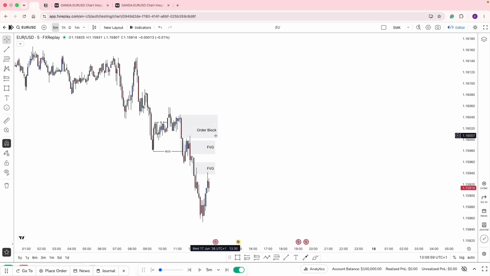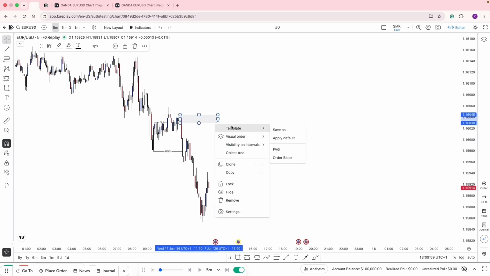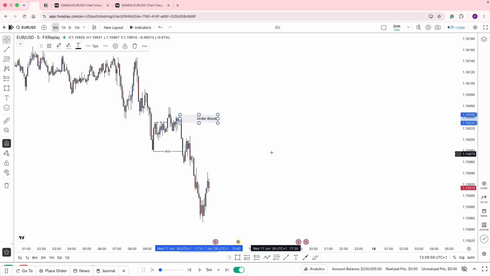So what I'll do actually is I'll just delete all these here just to keep the chart clean, but you can see where our fair value gaps were. And a fair value gap is just basically a 3 candle pattern where there's a gap between the first candle and the third candle. So the candle in the middle, which is the second candle, will have that gap.